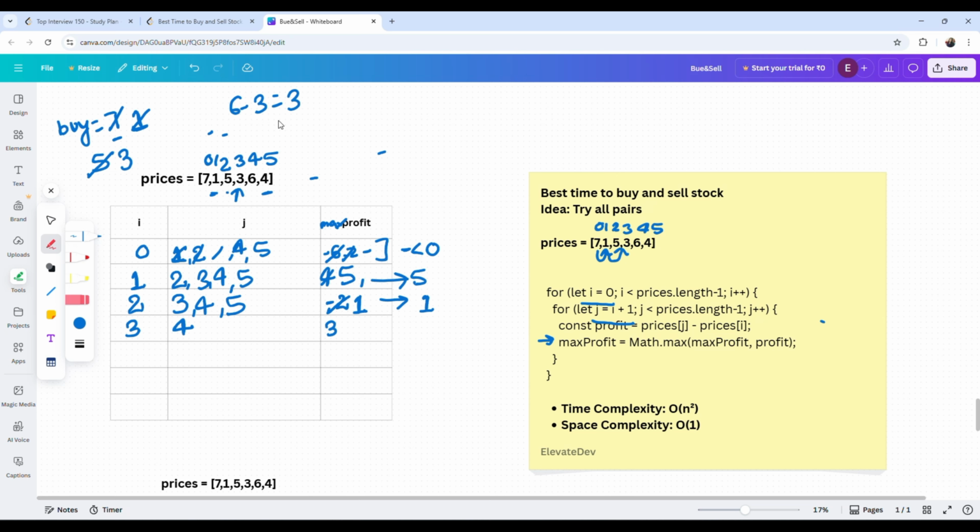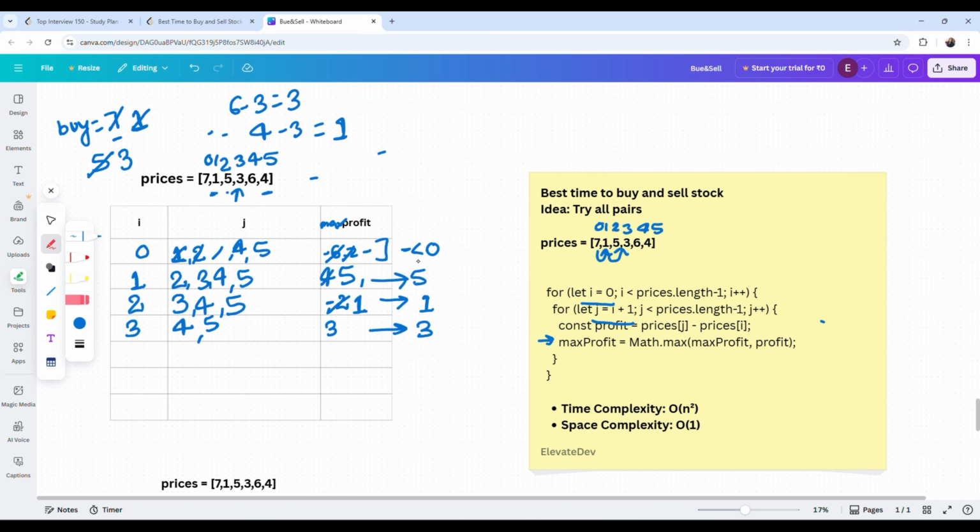Now you see what we have at the fifth index. At the fifth index we have 4. So 4 minus 3 is 1. 1 is not greater than 3, 1 is lesser than 3. This is not going to get updated, and in this loop we have 3 as the maximum profit.